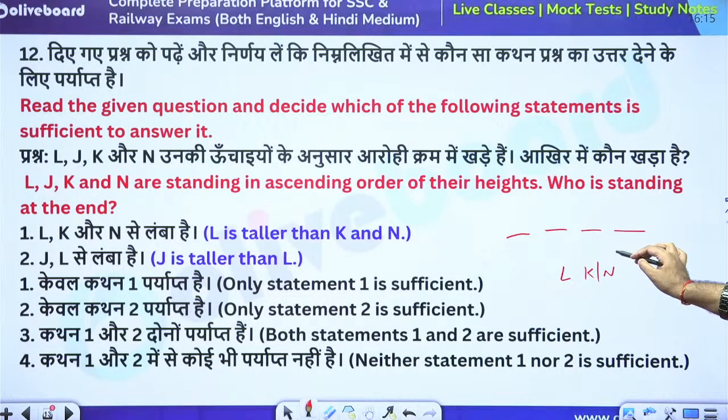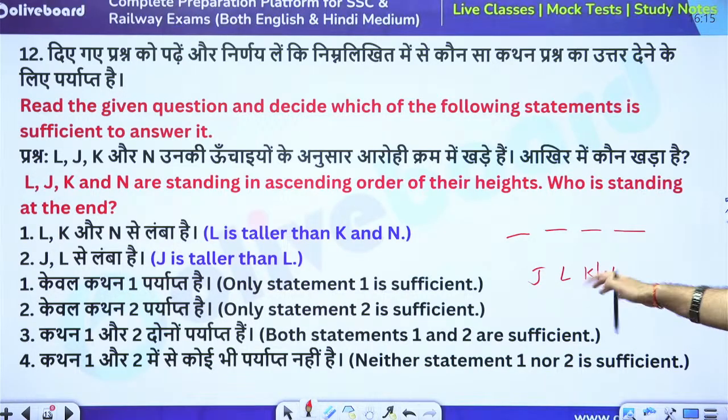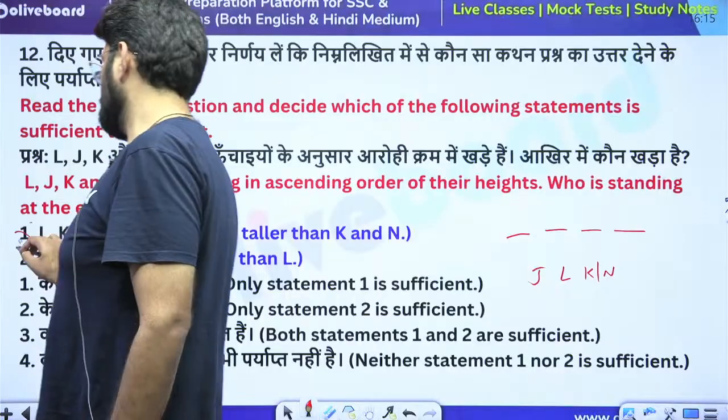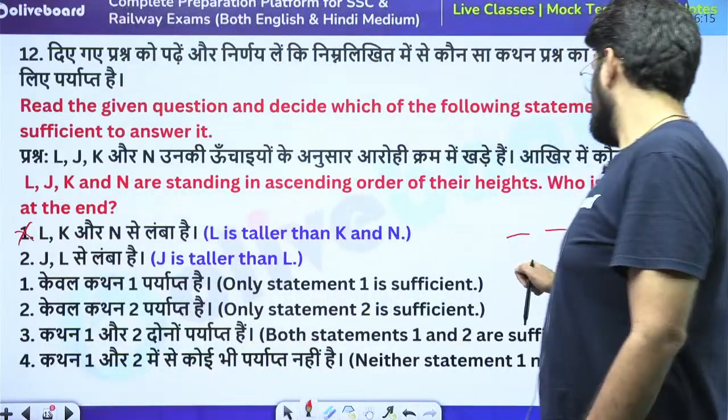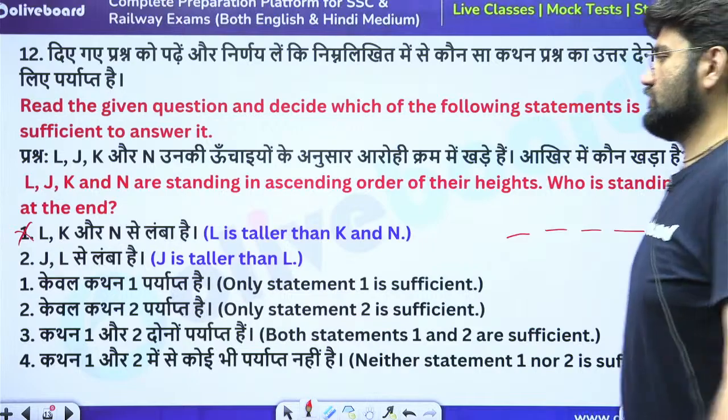A lot of people will assume that okay, J is going to be the answer. Not necessary, no. J can be here also. It's either K at the end or N at the end or J at the end. We don't know that. So 1 alone is not sufficient. Now you need to check 2. J is taller than L. Again, that is not sufficient.